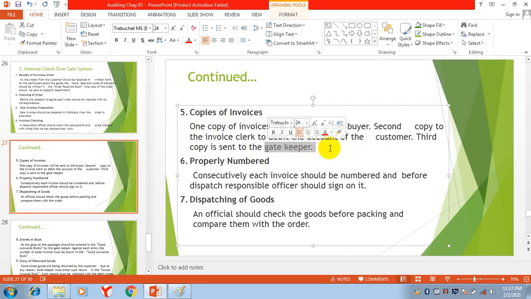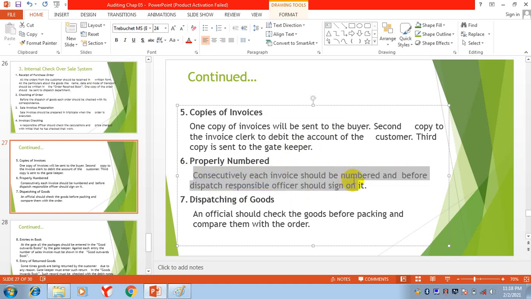Because when goods are dispatched, he will check the goods in the truck and compare them with the invoice, whether they are taking the exact amount of goods to the buyer or not. Each invoice should be properly numbered consecutively, and before dispatch, the responsible officer should sign on it.